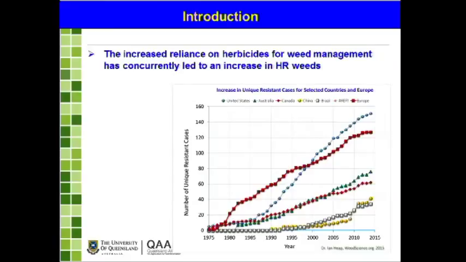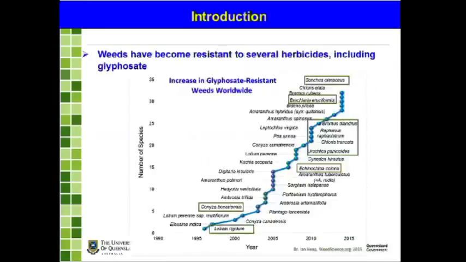Increased reliance on herbicides for weed management has increased herbicide-resistant weeds. We are somewhere here, that's Australia, and resistance cases keep increasing. If you see glyphosate, I think in the morning we heard that there are 10 weed species in Australia already resistant to glyphosate. I tried to put some of them here. These are all our problem: Sonchus, Brachiaria, and these are all from Australia. They are resistant to glyphosate. And once weeds are resistant to glyphosate, we have lost that important tool.